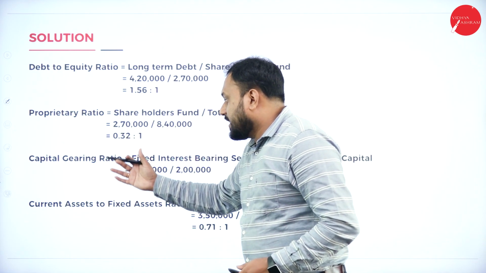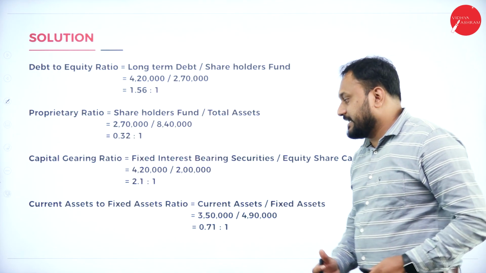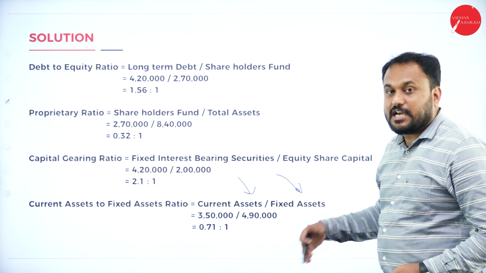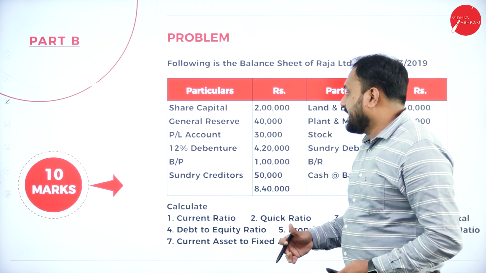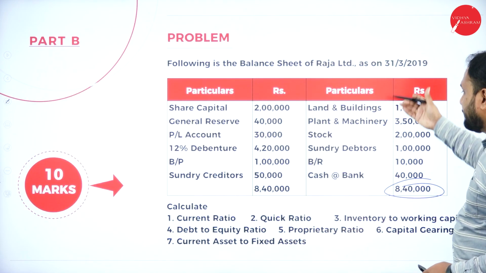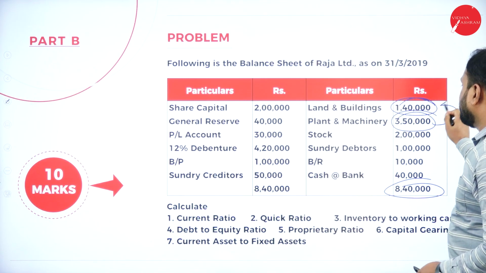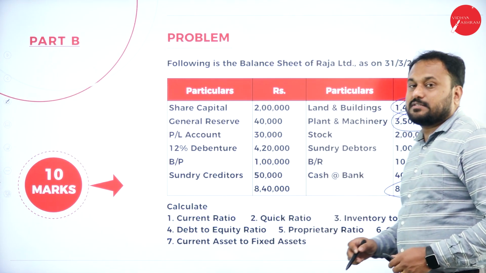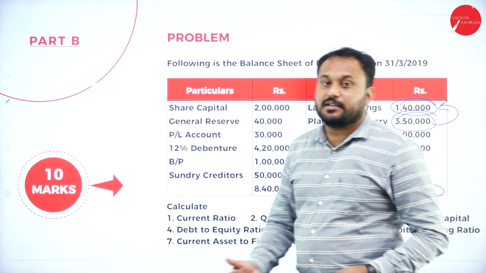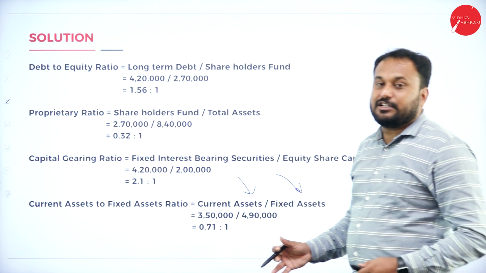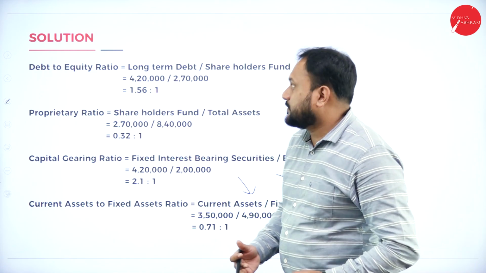Next, how will you go with current assets to fixed assets ratio? Current assets divided by fixed assets. Fixed assets, how to find them? You need to see the balance sheet. Which are the fixed assets? You have land and building and plant and machinery. If you add both, 1,40,000 plus 3,50,000 is how much? 4,90,000. That is your fixed assets. So if you remember the formulas, ratios are very easy for you people.